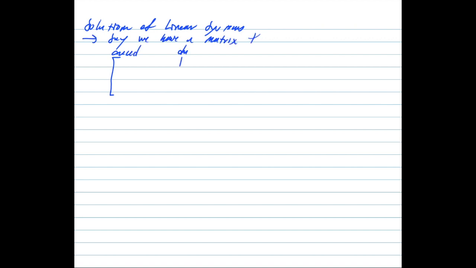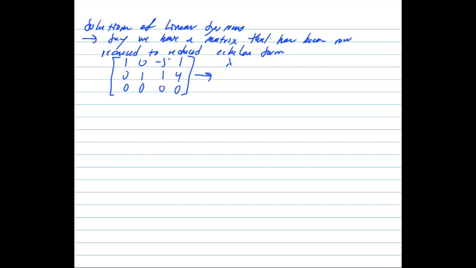Now we're going to talk about how you can use reduced echelon form and echelon form to understand the solution set of your system in simplified terms. This time we're going to look at a different matrix. So say we have a matrix that has been row reduced already, to reduced echelon form. So the first row is 1, 0, -5, and 1. Second row is 0, 1, 1, 4. And then the third row is all zeros.